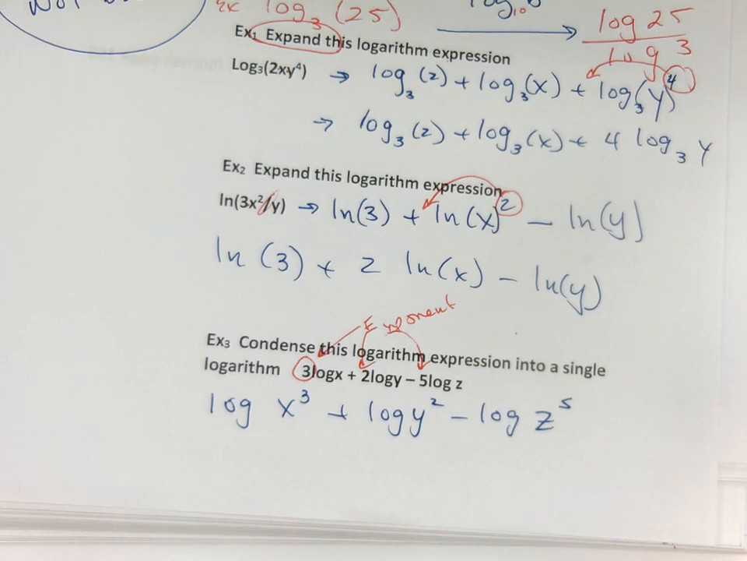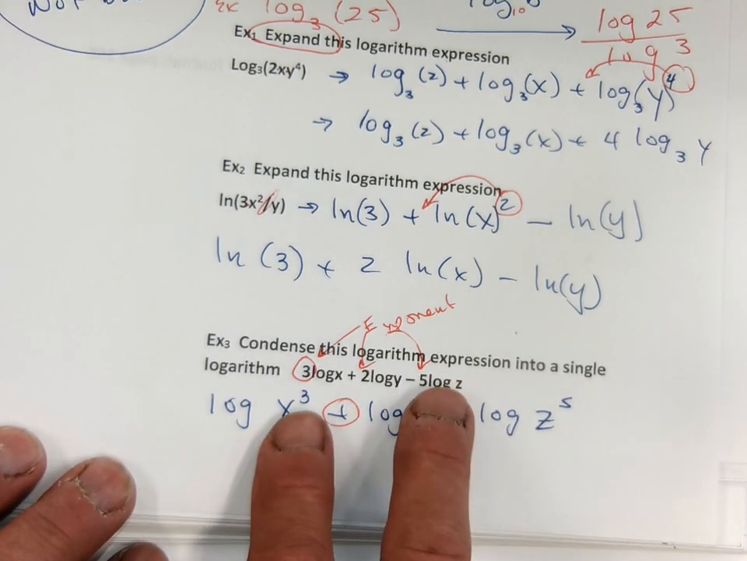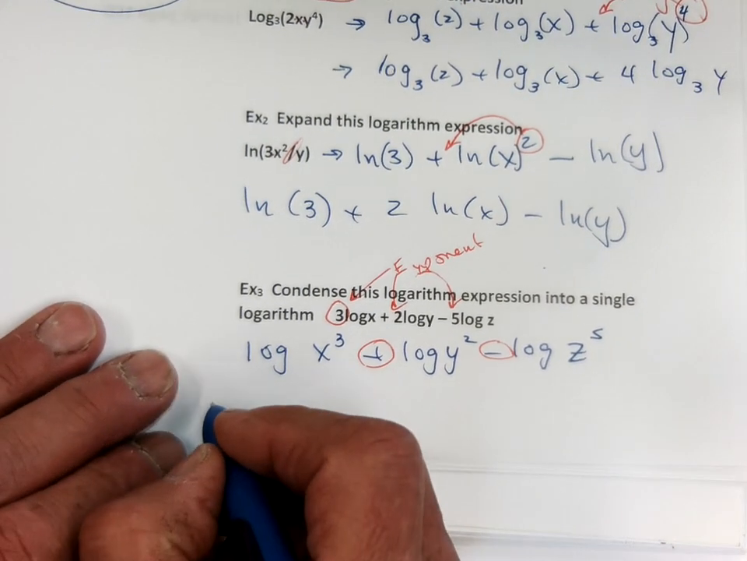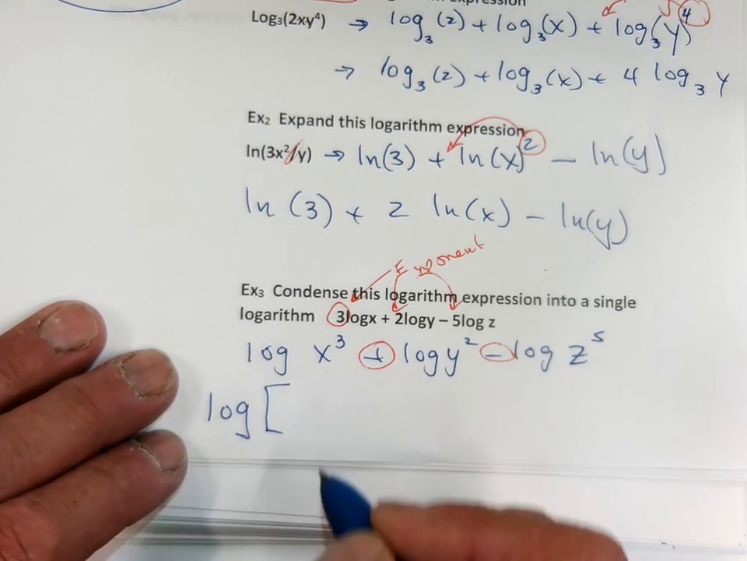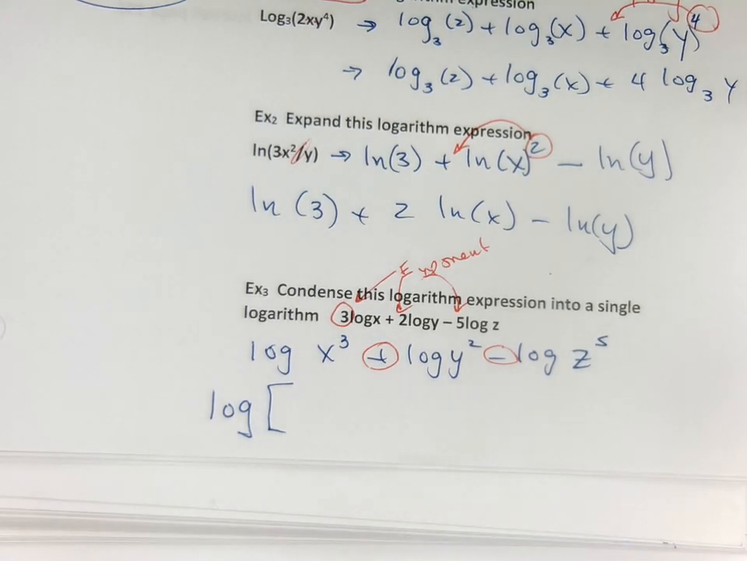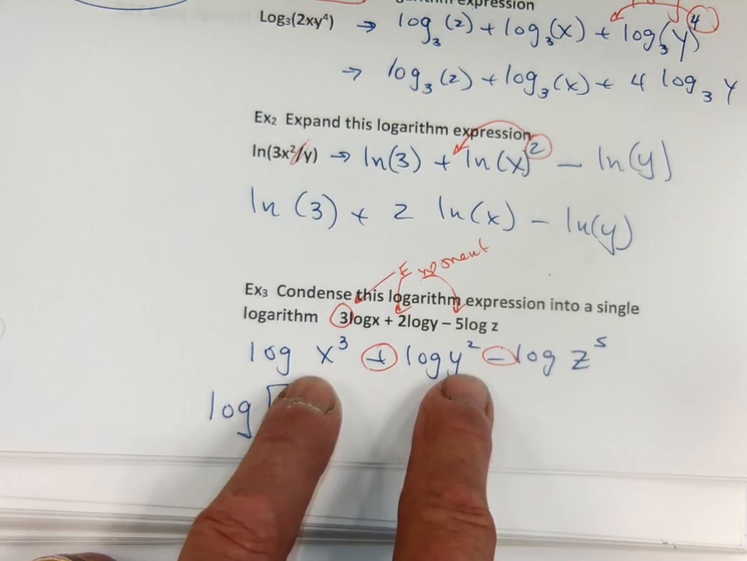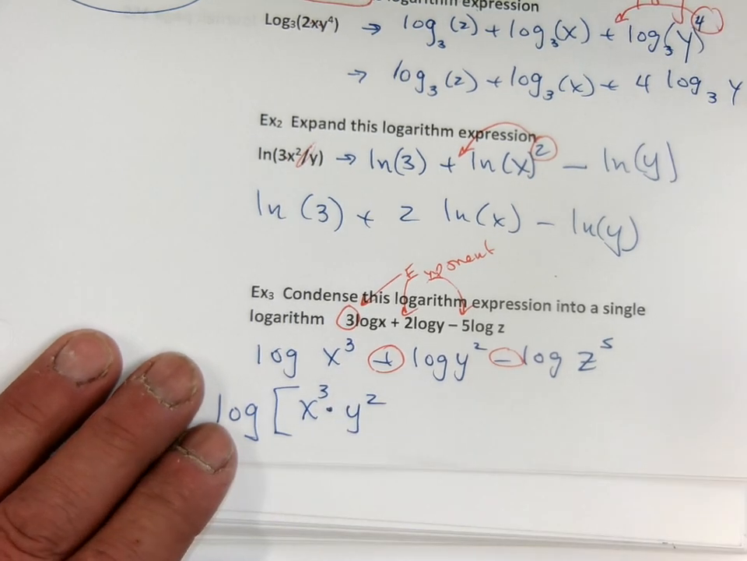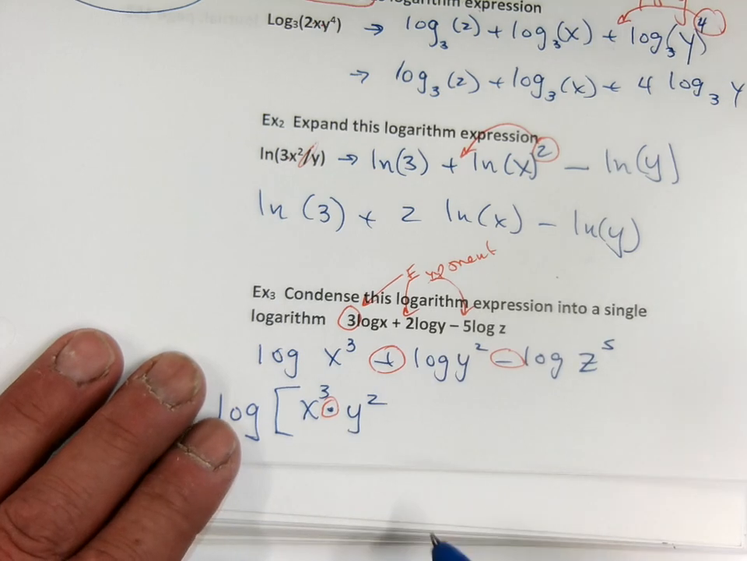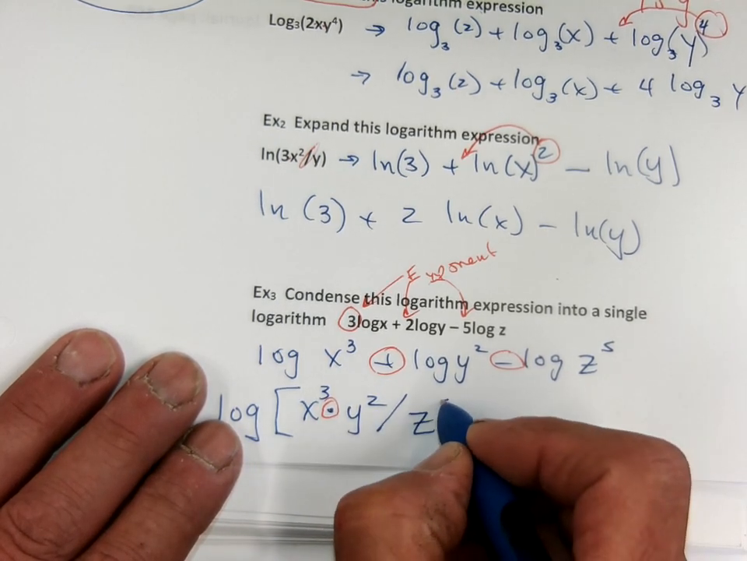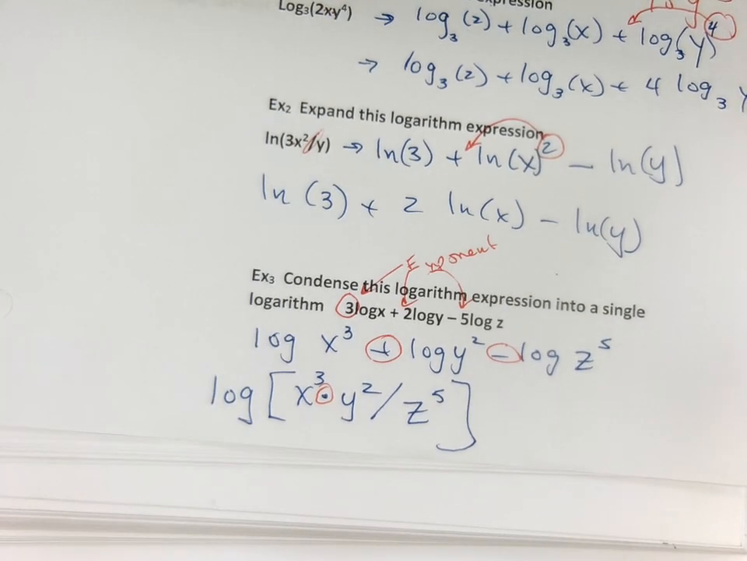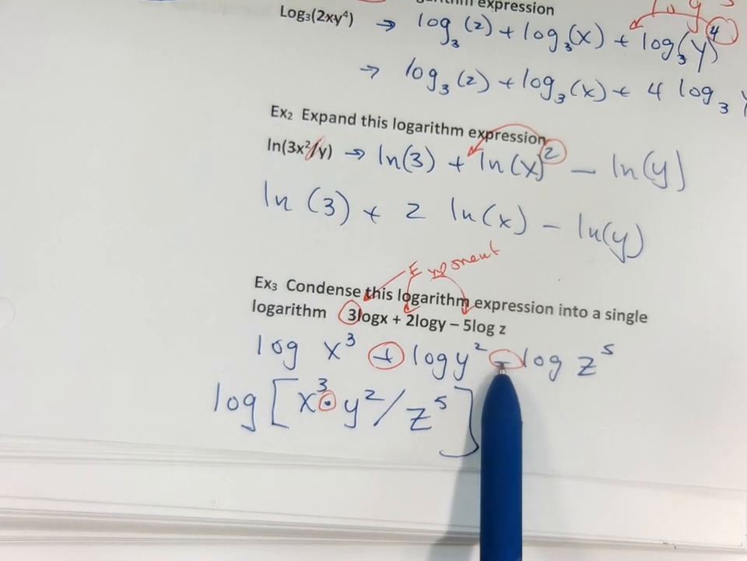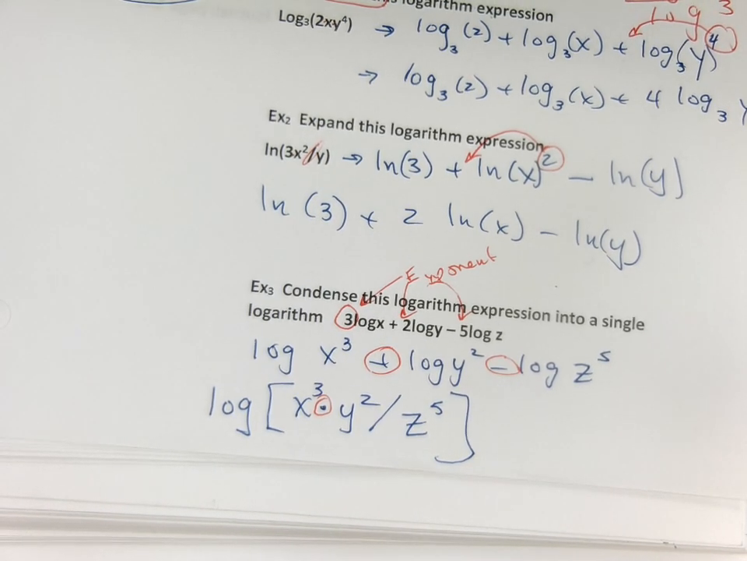Now, I see plus, so I'll bring them together as times. I see subtract, so I'll bring them together as divide. So I'll have a single log. I'll go log of, well, what do I have? Log of all of this. Well, I'm going to have an x cubed times a y squared divided by z to the fifth. Okay? We did just the opposite. Where it said plus, I brought it together as times. Where it says subtract, I brought it together as divide. Okay?